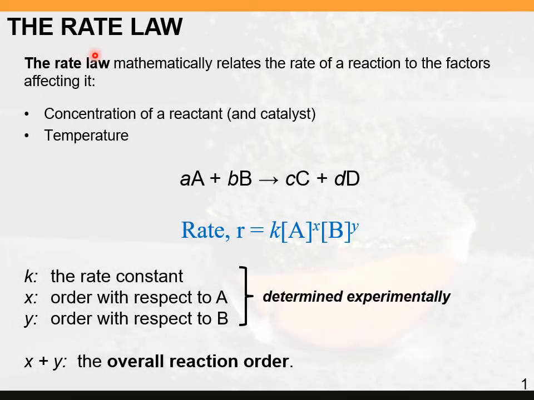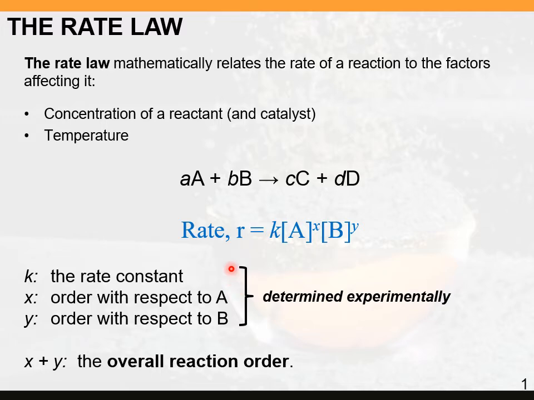The rate law of a reaction mathematically relates its rate to the concentration of the reactants and temperature, which are the two factors that affect rate. For a reaction where A and B are reactants, the rate law includes only the reactants, and it has the following form. Rate is equal to k, a rate constant, times the concentration of the reactants raised to certain powers x and y. The powers x and y are the order of the reaction with respect to each reactant.